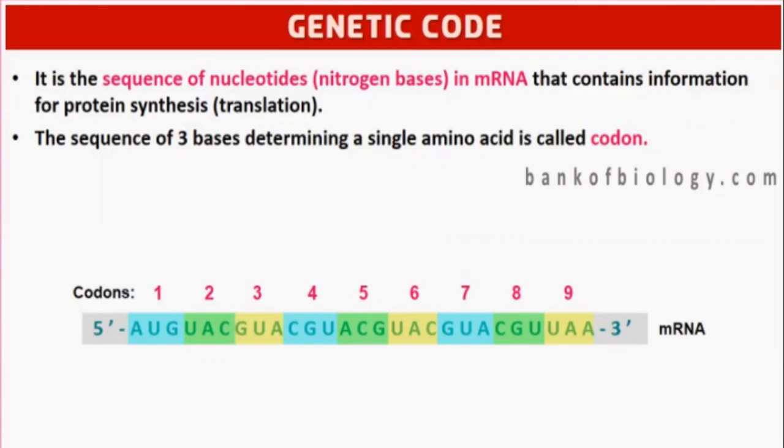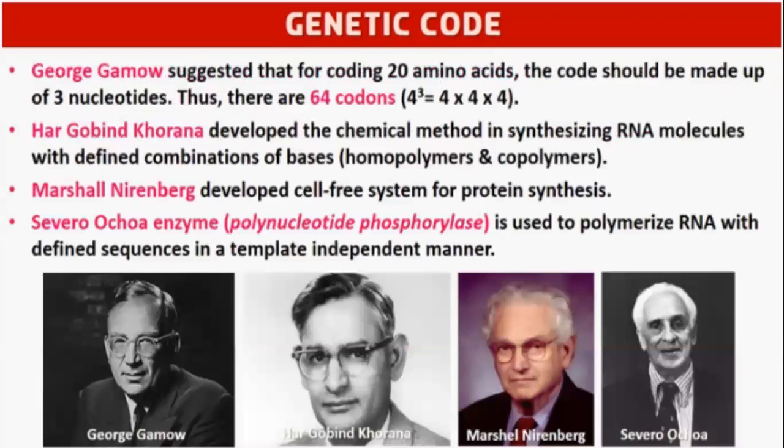All the different types of amino acids, you have learned in biomolecules, right? George Gamow suggested that for coding 20 amino acids, the code should be made up of 3 nucleotides, and thus there are 64 codons. So how many codons are there? There are a total of 64 codons.